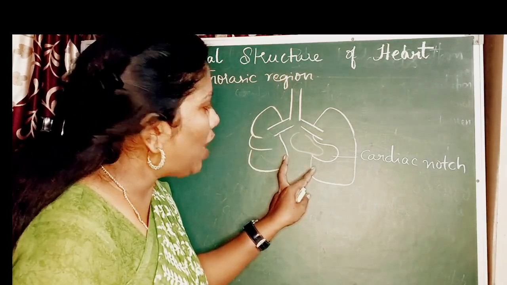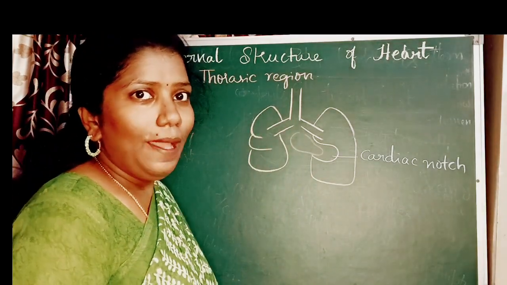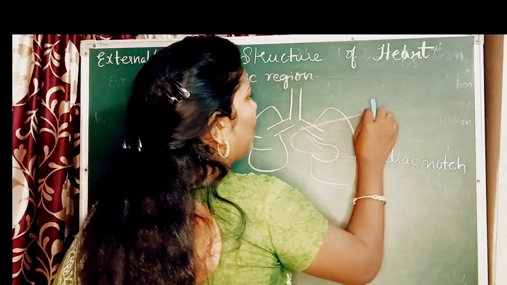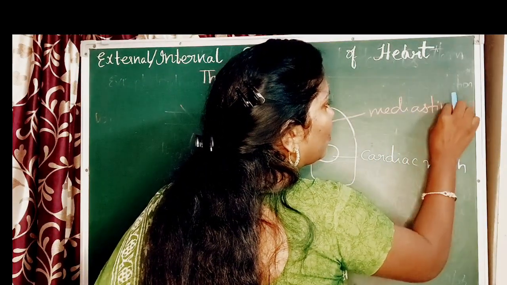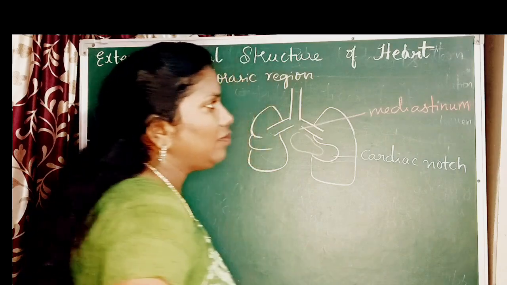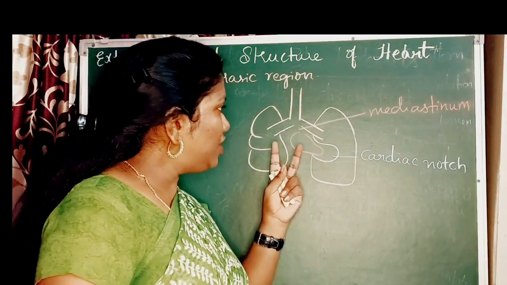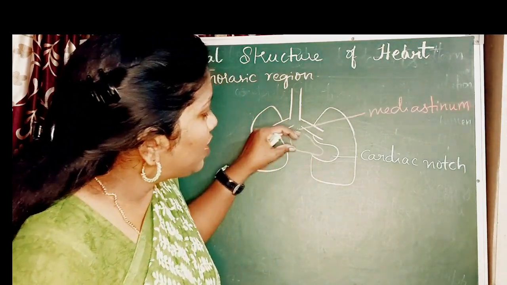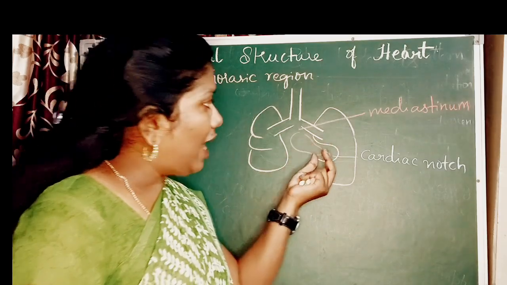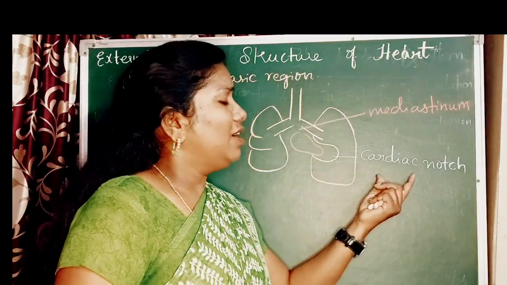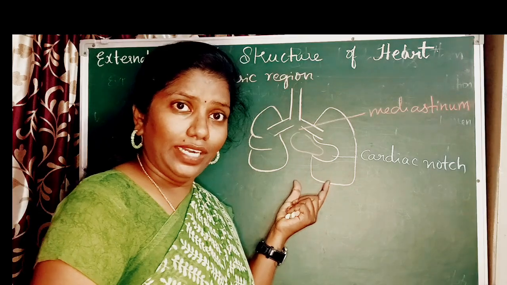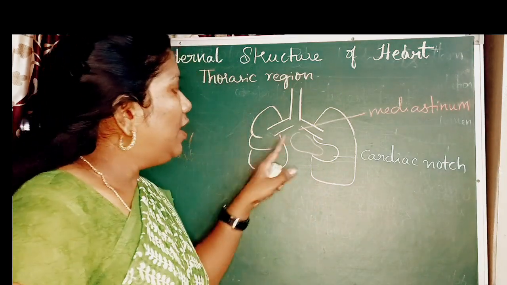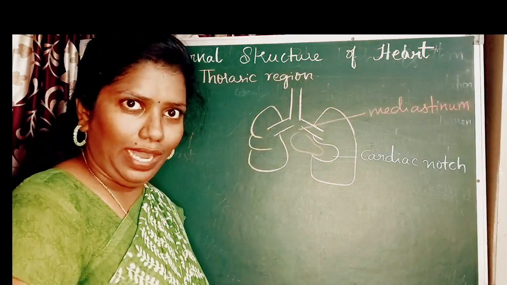The space between the two lungs is called the mediastinum. It is present between the two lungs, and the heart is tilted towards the left lung, where there is a depression in the left lung called the cardiac notch. This is the location of the heart.